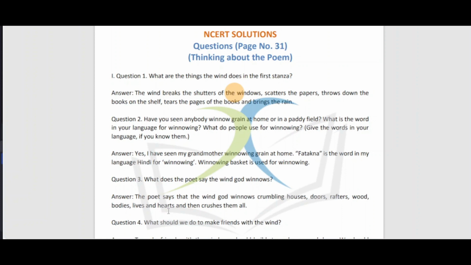Have you remembered what should be described in our first stanza? Yes. In the first stanza, the poet requests the wind to blow gently and not to destroy anything with its force. He asks the wind not to break the shutters of the windows and scatter the papers here and there. He also requests the wind not to throw the books on the sill. At that point, he says to the wind, check out the destruction that you bring about. The pages of the books have been destroyed. You have brought the downpour.